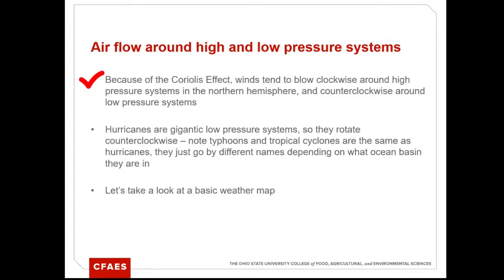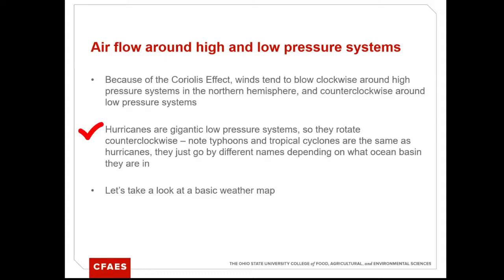So because of the Coriolis effect, winds tend to blow clockwise around high pressure systems. Remember, in a high pressure system, the air's pushing out. So once it pushes out and it bends to the right, that's going to be a clockwise flow around a high. In a low pressure system, the air is moving in. So if you're on that air and you move to the right, you're going to feel like you're moving counterclockwise around a low pressure system.